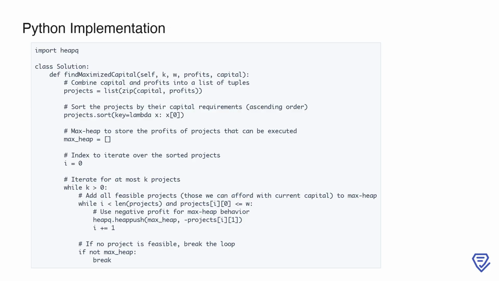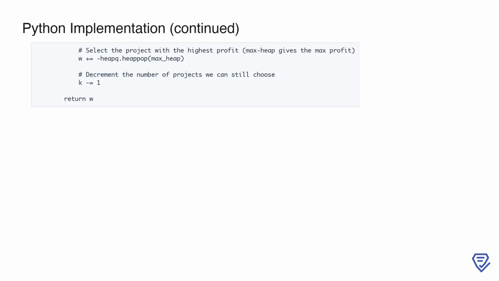If no project is affordable at any point, we break out of the loop, as we can't proceed further. Once we've added all feasible projects to the max heap, the next step is to select the project with the highest profit. Since the max heap stores profits as negative values, calling heap.heapPop retrieves the smallest negative number, which corresponds to the maximum profit. We negate this value and add it to our current capital, W, effectively simulating the execution of the most profitable project.